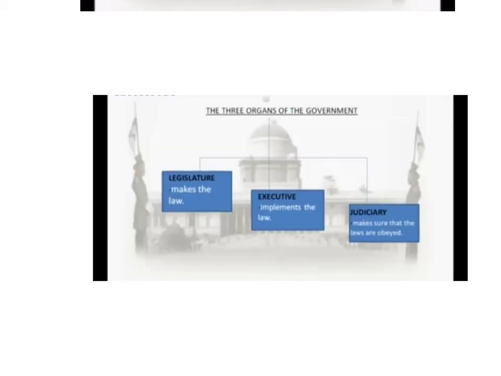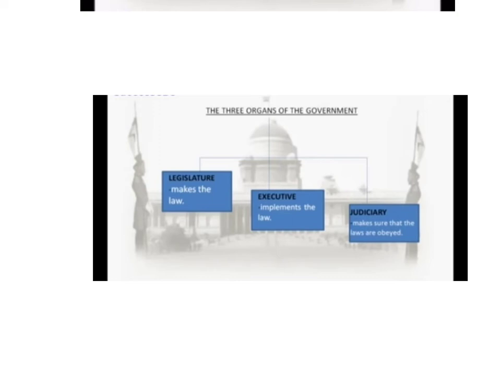Now we have the three organs of the government. Earlier we saw the levels of government, that is national level, state level and local self-government. Now we have the three organs of the government called the legislature, executive and judiciary. Legislature makes the laws, executive implements the laws, and judiciary makes sure that the laws are obeyed.